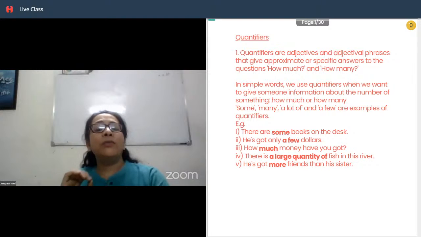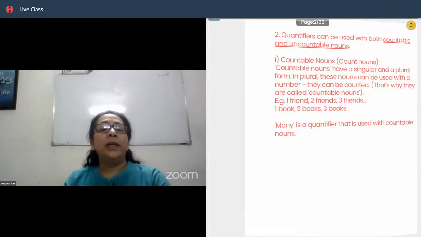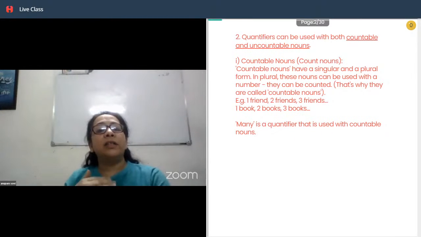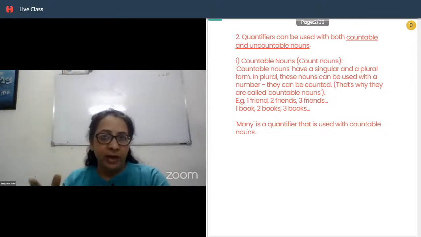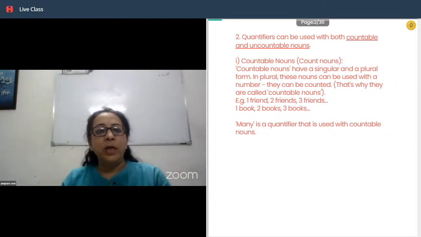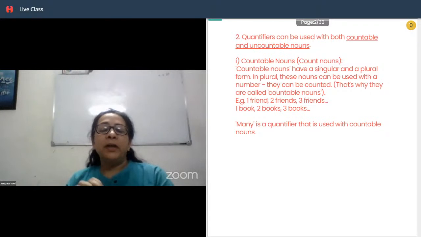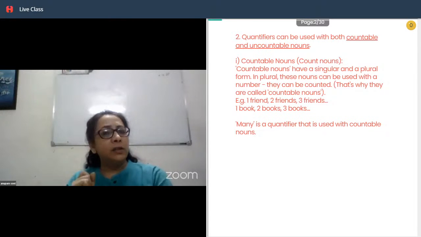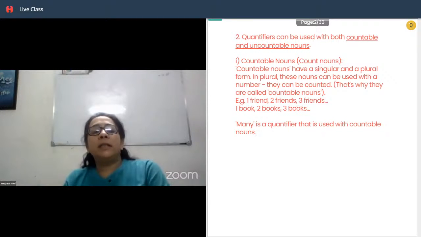quantifiers, and these quantifiers are going to be used accordingly, depending on whether something can be counted or cannot be counted. Quantifiers can be used with both countables and uncountables, which I've been trying to teach you since the class opened. So countable nouns are something that can be counted. Now figure it out and pay attention very clearly here. It is quick learning that is going to happen now. So countable nouns are basically nouns you can count.